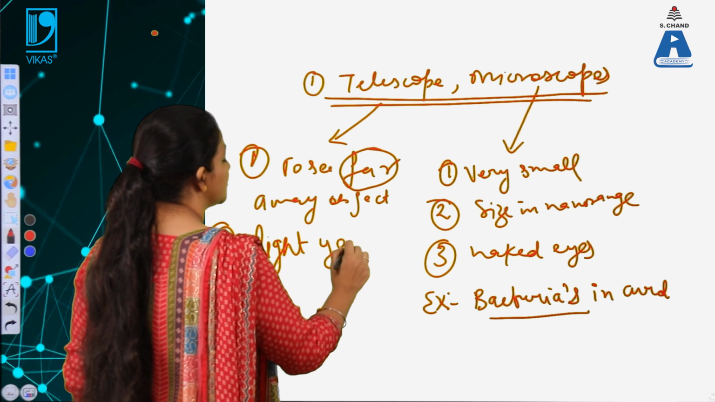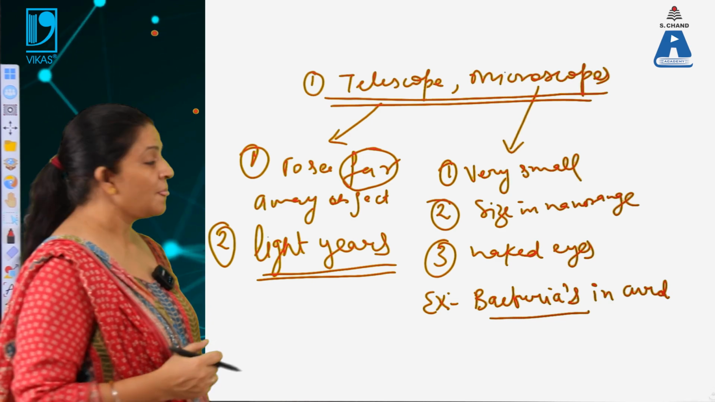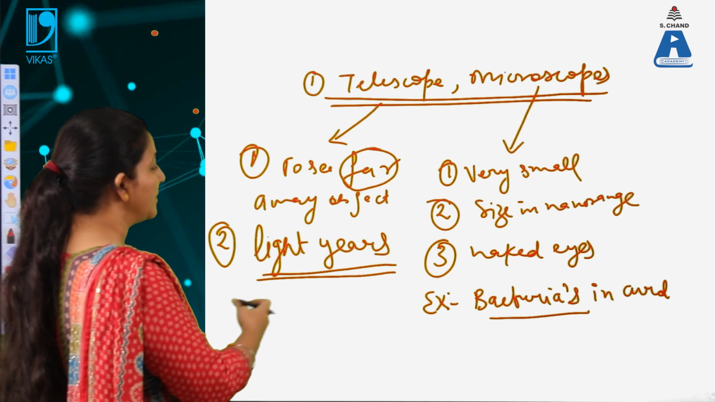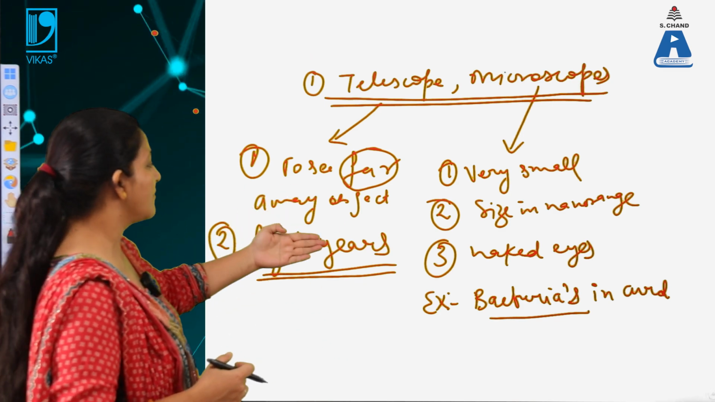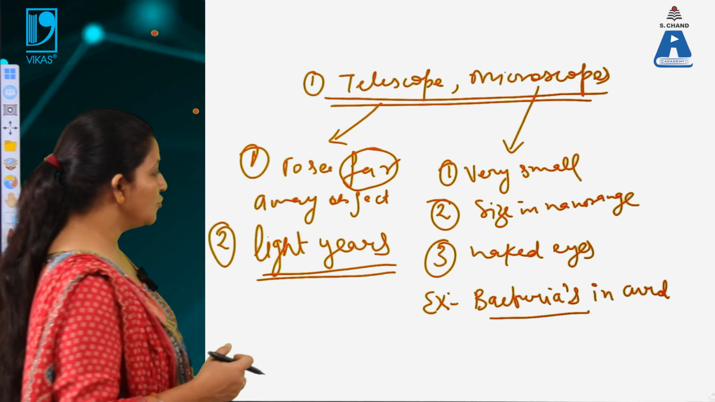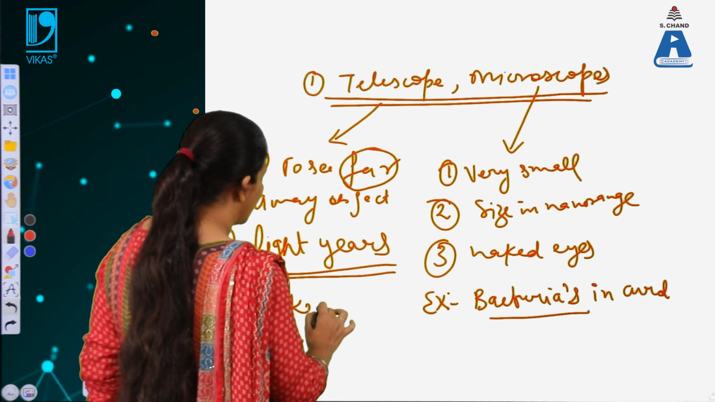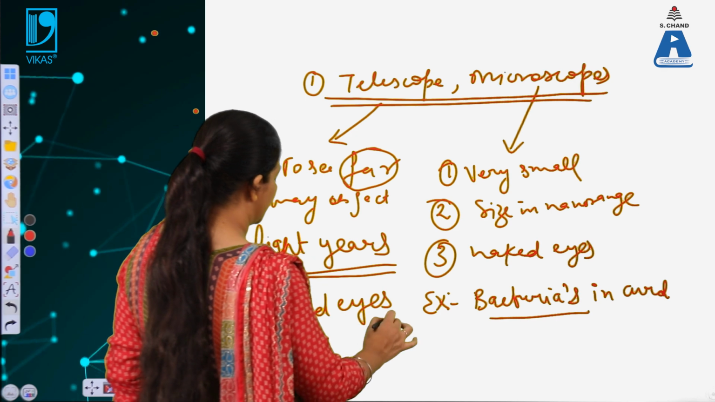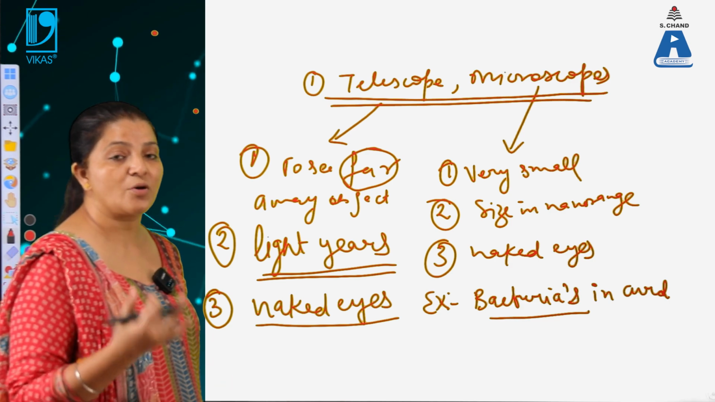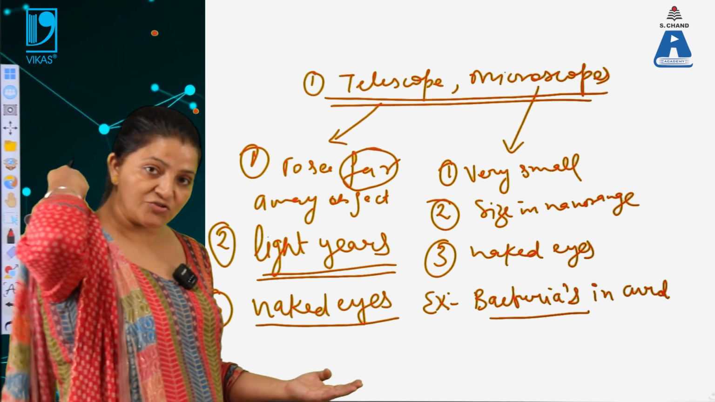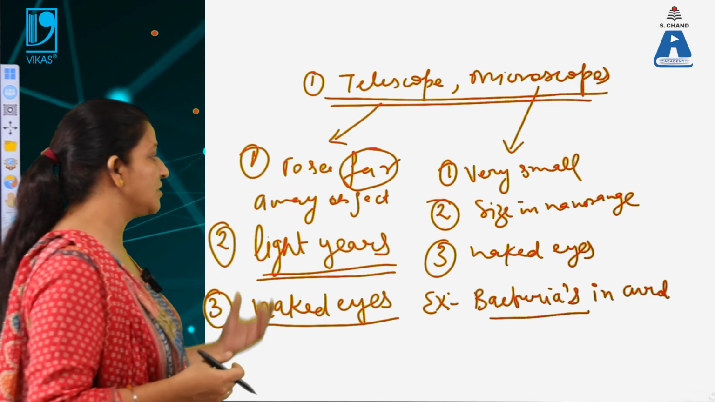So the distance must be in light years. That means it is a very large distance, which cannot be measured using a meter scale or anything else. In order to see these very far away objects, telescopes are used. These objects cannot be seen by the naked eye because they are very far away from us. To get their proper structural information, their size and how they look, telescopes are used.